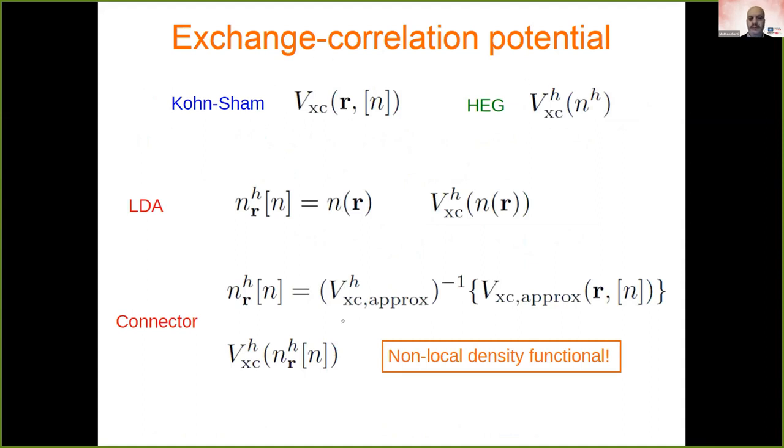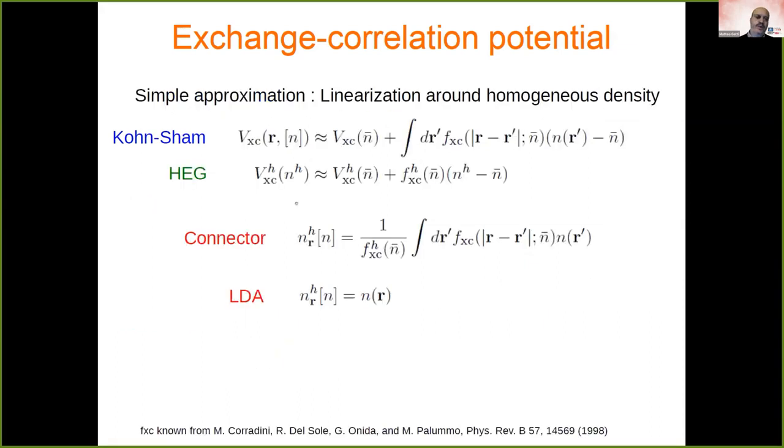We have to approximate both sides here. So we approximate the exact Kohn-Sham potential, and we also approximate the potential in the homogeneous electron gas. And then we solve this equation for the connector. You see that in this way, you obtain a connector that is a non-local functional of the density, contrary to the LDA. And then we have tested this on different systems.